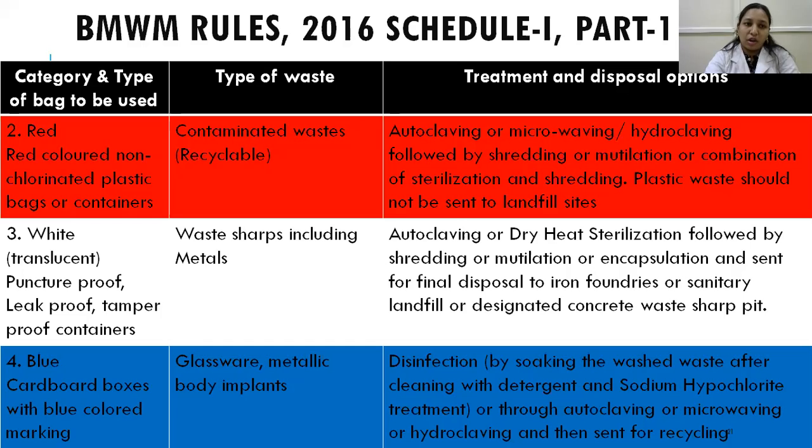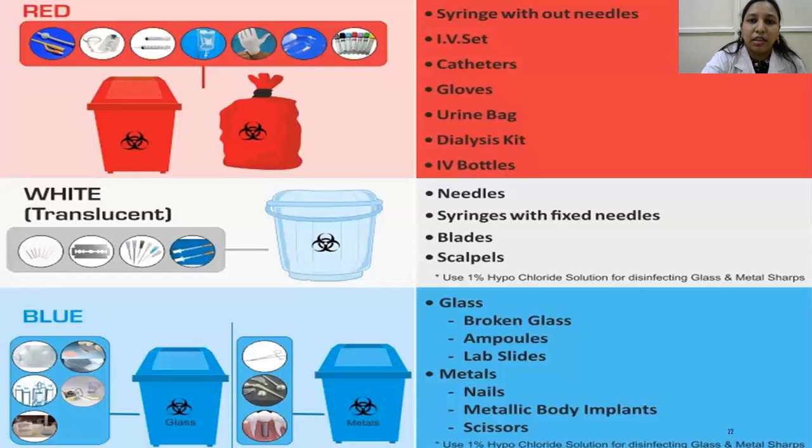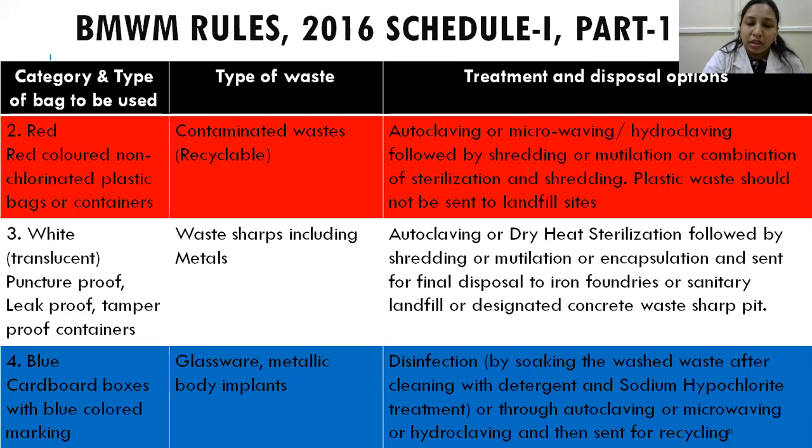Here also, red color non-chlorinated plastic bags or containers are used. Here mainly we dispose of the recyclable waste. RR, you can remember it like this. So recyclable waste which is contaminated is thrown into the red bag. Recyclable waste includes mainly the syringes without needles, because needles come under the sharp category. So only the plastic: the syringes, the IV sets, the catheters, gloves, urine bags, dialysis kits, IV bottles. Most of these are plastics, so you have to throw all this into the red color bags.